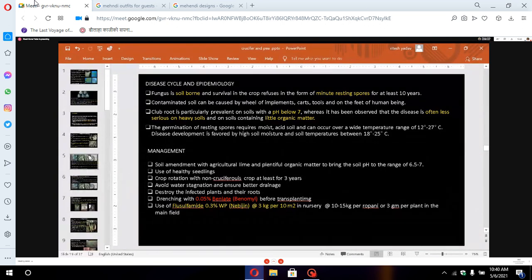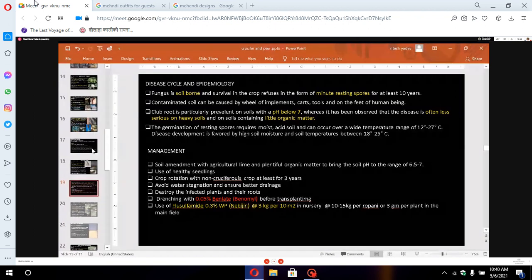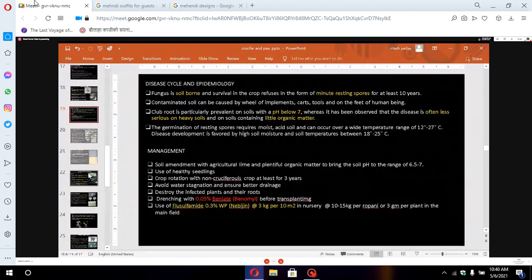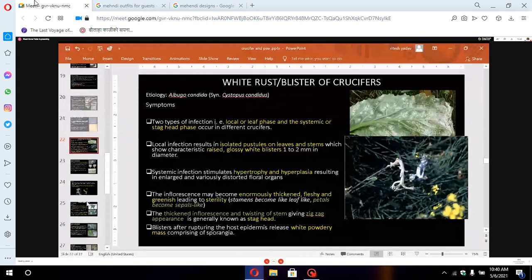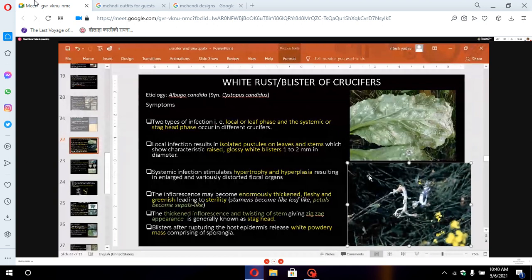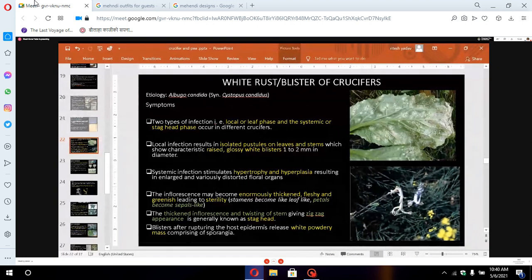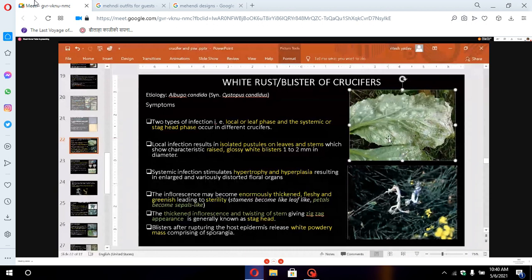These are some important diseases of crucifers, and I guess that's all for today. If you have any question you may ask. Sorry, one is remaining. So this one is the last. So this is very easy, right? You also see this in lettuce, and similar symptoms may appear in lathyrus too. So white rust or blister of crucifer is caused by Albugo candida, and its new name is Cystopus candidus.